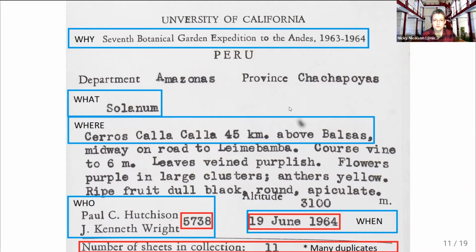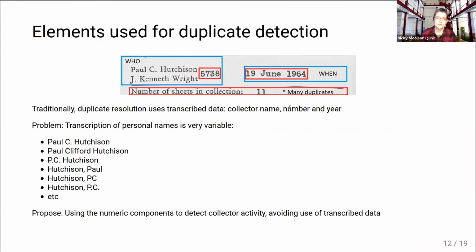So focusing in on what we use for duplicate detection. When this is done as a human scale process, which is the kind of thing botanists would do as they're working with specimens and trying to find out where they are and what they could easily consult, they would traditionally use transcribed data. So they would use the collector name, the collector number, and the year. But when we start to move into larger scale data sets, that becomes really quite difficult.